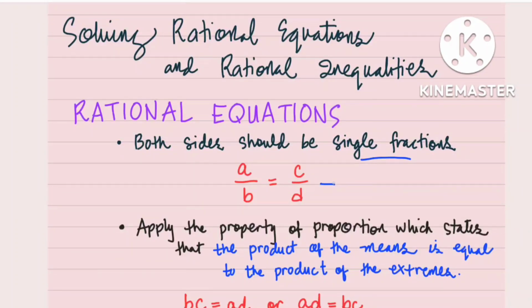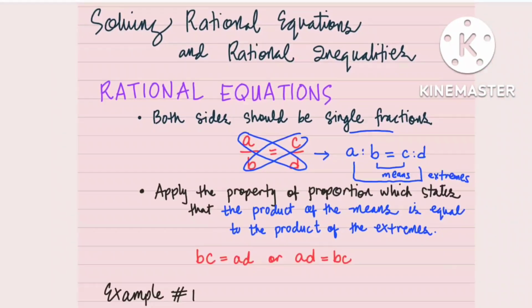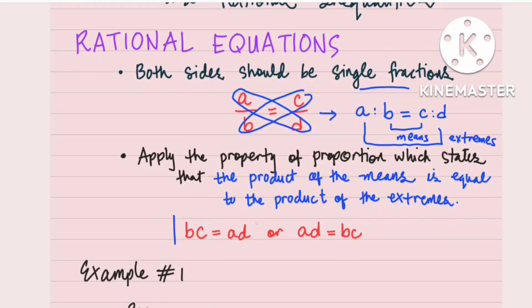So if we are going to rewrite this in another form, we may write this proportion this way. A is to B equals C is to D, where B and C are what we call the means, and A and D are what we call the extremes. According to the rule of proportion, the product of the means, so the product of B and C, is equal to the product of the extremes, A and D. So from single rational fractions on both sides, we can rewrite the equation this way.